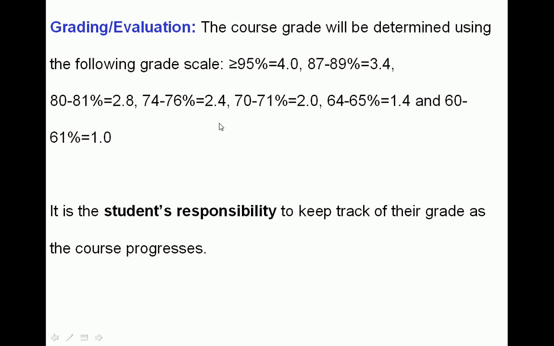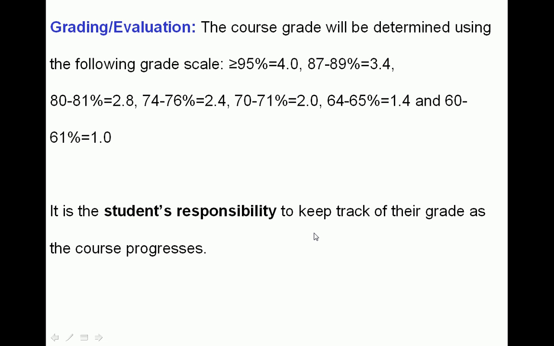Okay, so the big question is what do I need to do to get 4.0? Pretty much you need to get 95% or higher. Some of you may have more modest goals. You might be thinking to yourself, what do I need to get a 2.0? Well, you need to get 70%. And if you just want your credit and let's get out of here, you need 61% to get your 1.0.